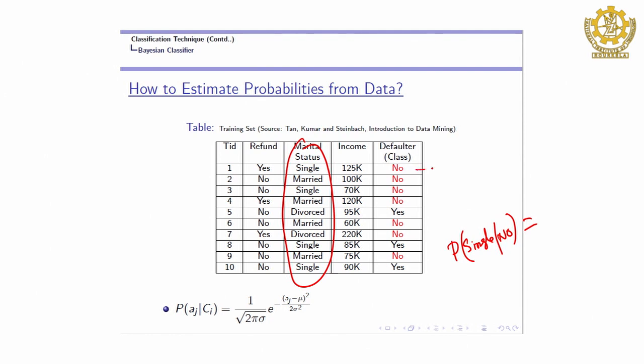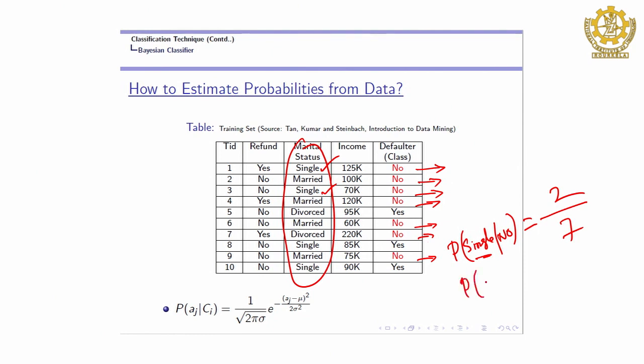No is here, no is here, no is here, no is here, no is here, no is here, no is here. How many no? 1, 2, 3, 4, 5, 6, 7. So, this will be 7. And then out of these 7 objects, you see how many are single. This is single, this is also single. So, 2. So, the probability of single given class no is 2 by 7.